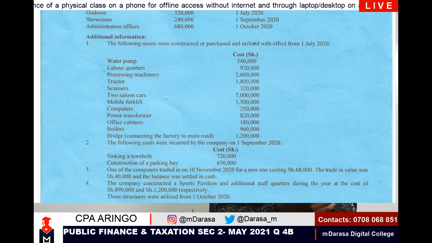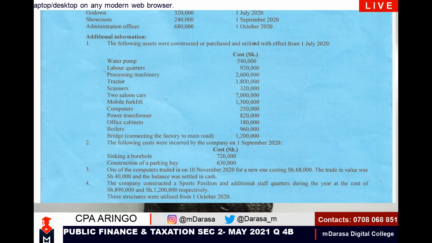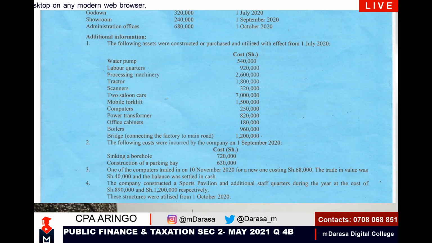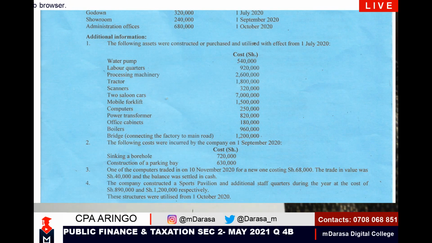Note four, the company constructed a sports pavilion, that is an IBD item, and additional staff quarters. Staff quarters is also an IBD item. During the year, at the cost of 890 and 1.2 respectively. These structures were utilized from 1st October 2020. Required: investment allowances due to Plasticom Limited for the year ended 31st December 2020. That is what you are given.